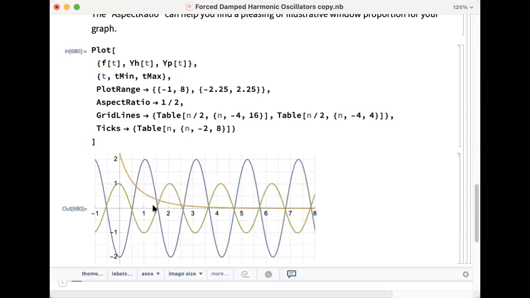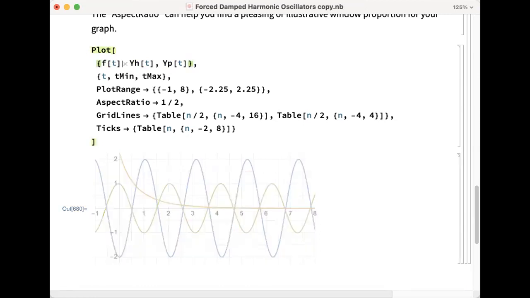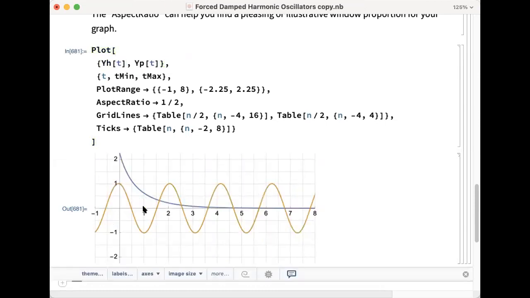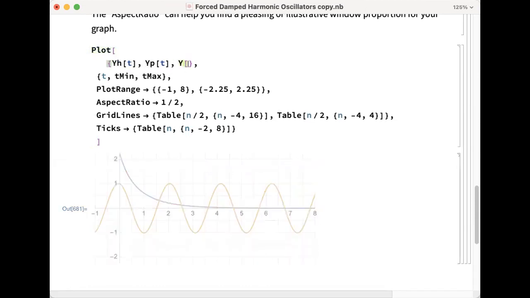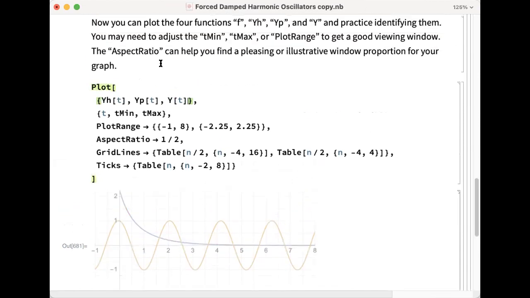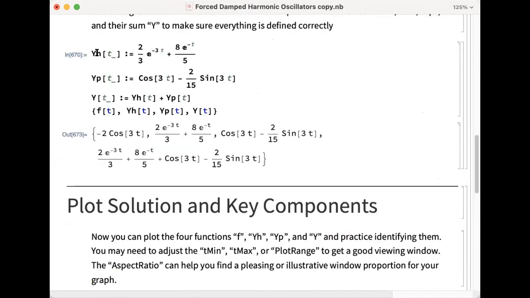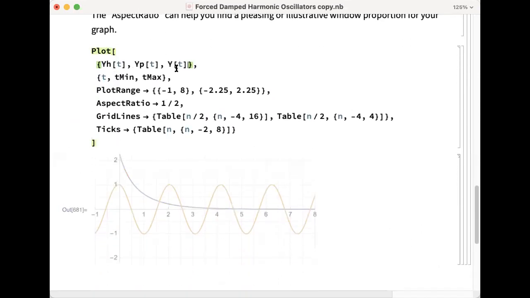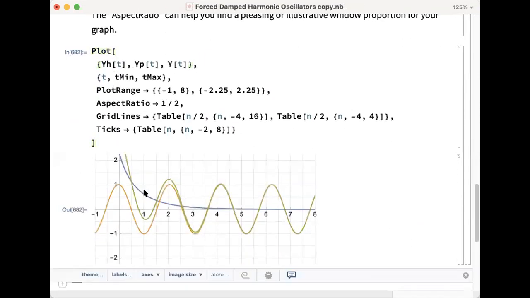Which is very boring, it just dies out, right? I think I'm going to get rid of the forcing function right now for a moment. I'll bring it back. So there's my yh, yp. I'm supposed to add these two functions together to get my answer, which is y. Remember, I've already pre-written all this above. I've already told Mathematica what yh, yp and y are. So I'm able to just play with this plot structure. So that's the adding of the gold and blue. I get this green thing.